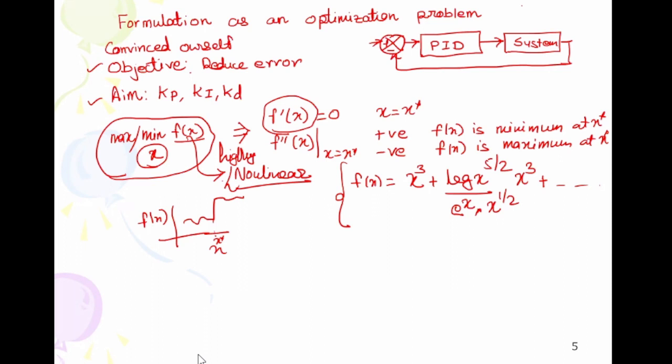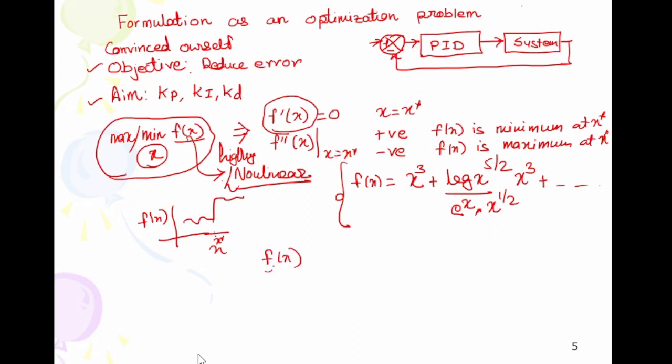So what I mean to say is that for most of the real world problems, this function f(x) is non-differentiable. Since it is non-differentiable, this approach of finding the minimum or maximum of a function generally is avoided, or it is not possible to say. Then you have to go for a numerical approach, and the easiest or the most common numerical approach for optimization is by using heuristic techniques.